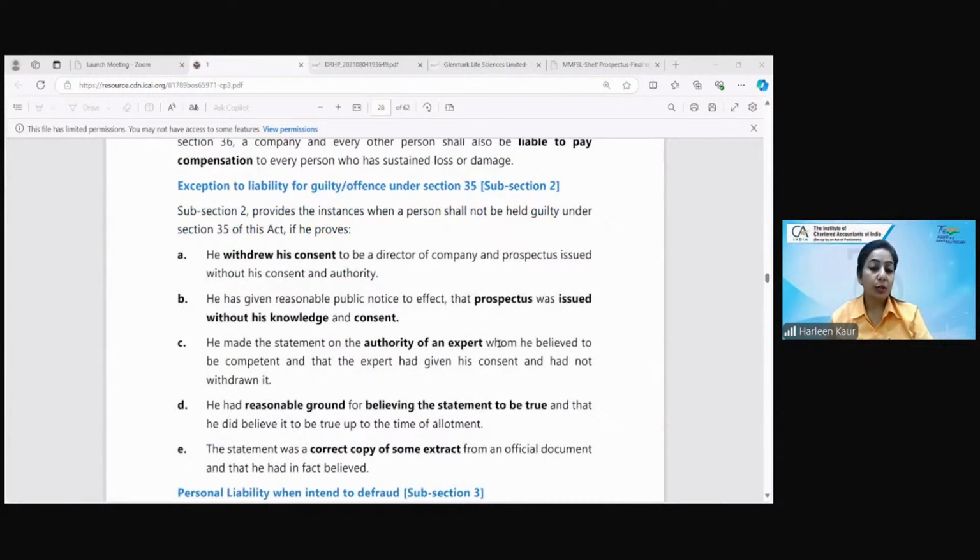He has made a statement on the basis of the authority of an expert whom he believed. So you remember section 26 of prospectus that we have done, that contents of prospectus and expert statement can be included. That expert can be a CA or CS or valuer. He will give his consent and he should not have withdrawn his consent. Now, Harleen ma'am is the director of a company and my expert has given me his consent that, look, ma'am, your prospectus is absolutely fine. And he has not withdrawn his consent. Now, he is an expert. I am a director of a company. I'm relying on his statement, whatever he is telling me. And he has not withdrawn his consent, means he's still saying that whatever he has said is correct.